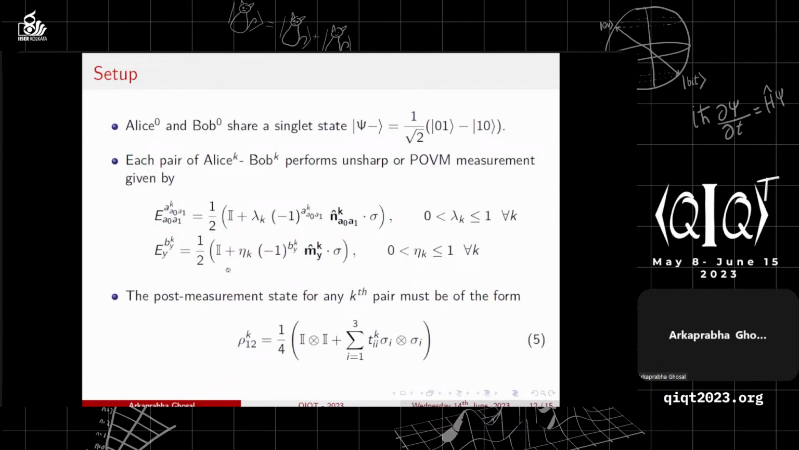I am not going into the technical details because, as I mentioned earlier, these are the POVM elements, the structure of the POVM elements, and these are the post-measurement states at every round. For every round, we have to check whether the minimum success probability is greater than half or not, where in every step the state has to be in Bell diagonal form. Okay.